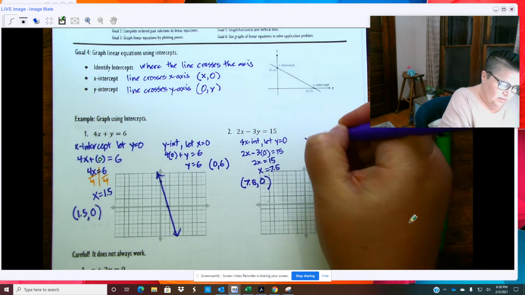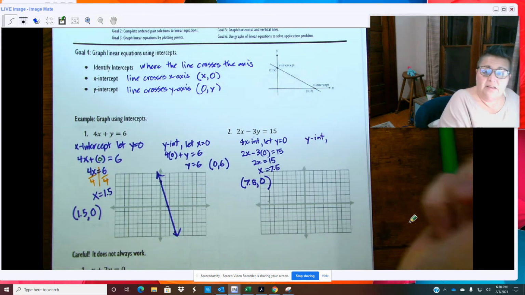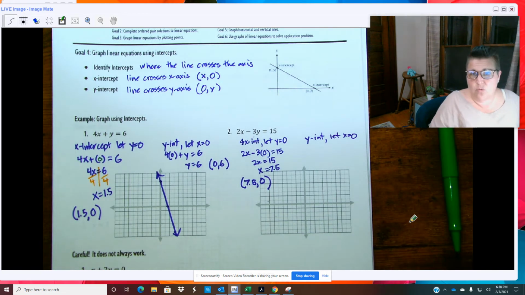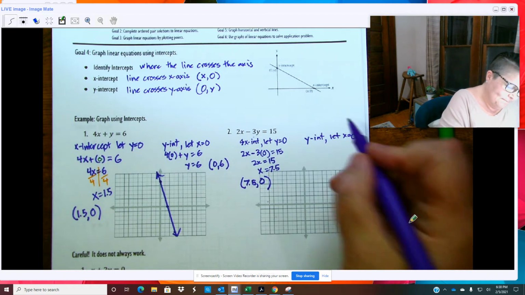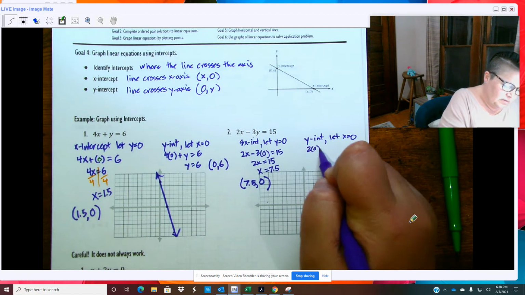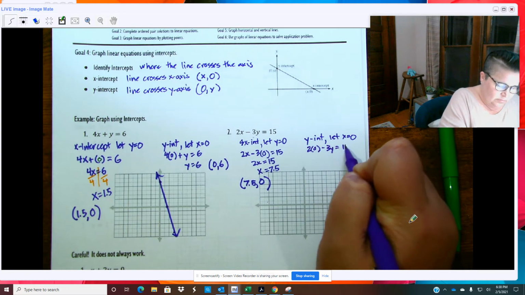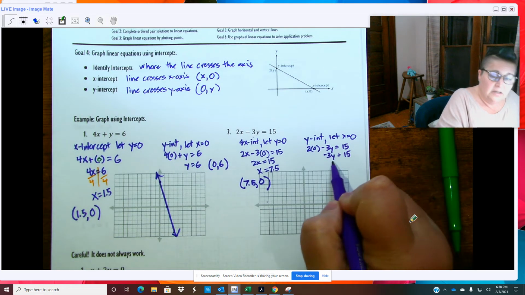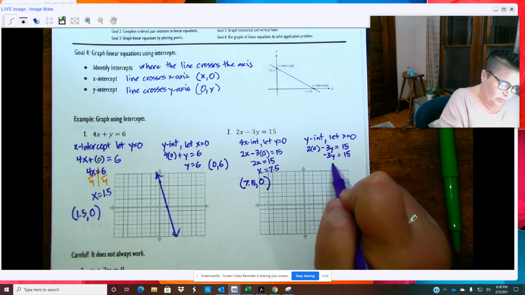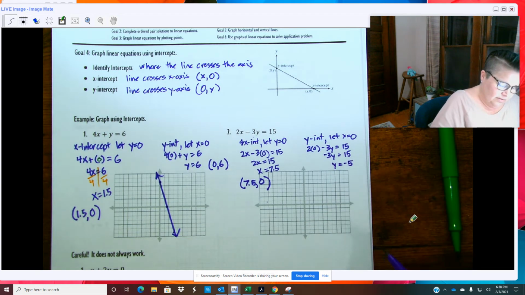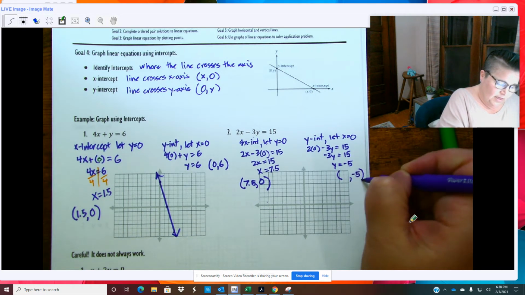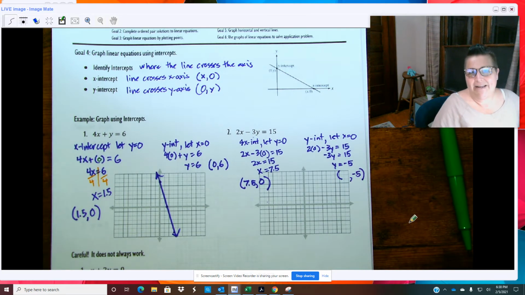Okay, then we'll find the y-intercept. And to find the y-intercept, we're going to let x equal 0. It's always the other one. So if you're finding the x, then y equals 0. If you're finding the y, then x equals 0. So this is going to be 2 times 0 minus 3y is equal to 15. So that's going to be -3y is 15. Dividing both sides by -3, y is -5. So this gives us a second point with a y value of -5. But what's the x? We let x be 0.